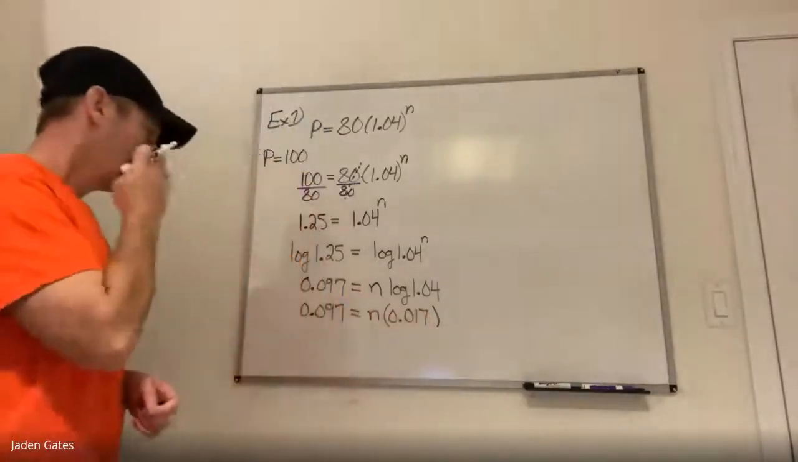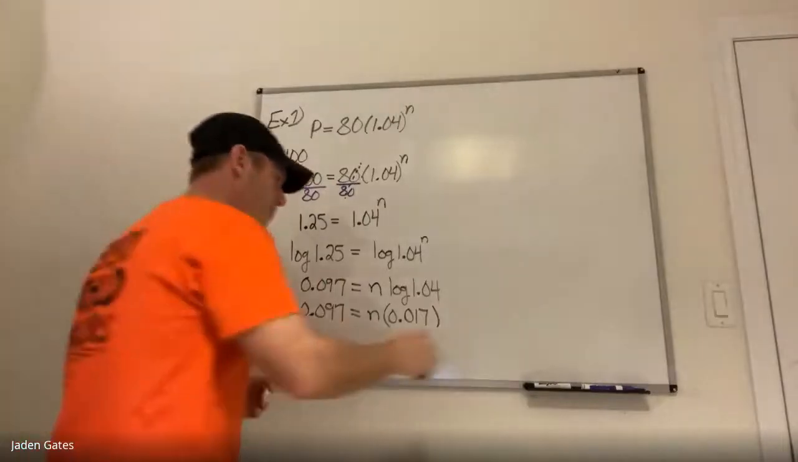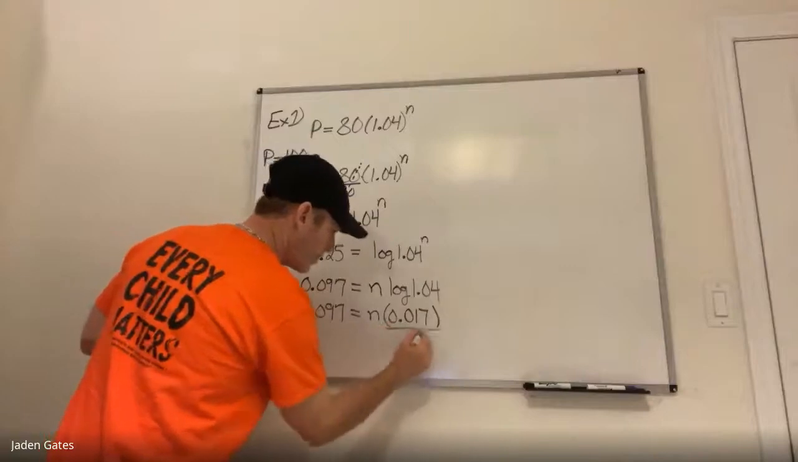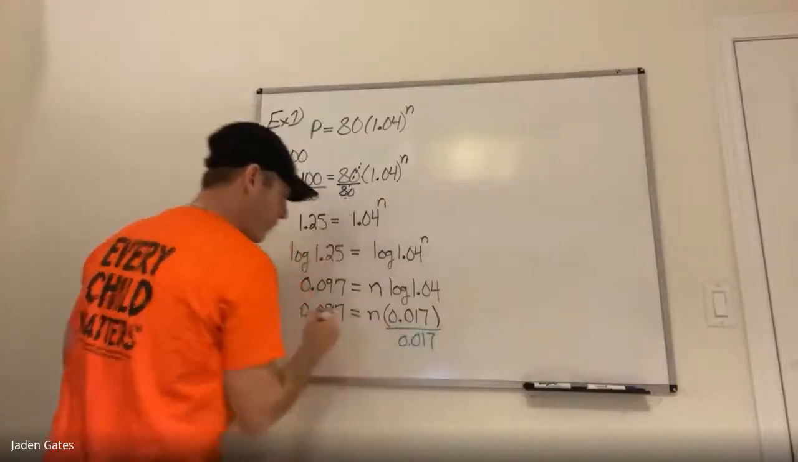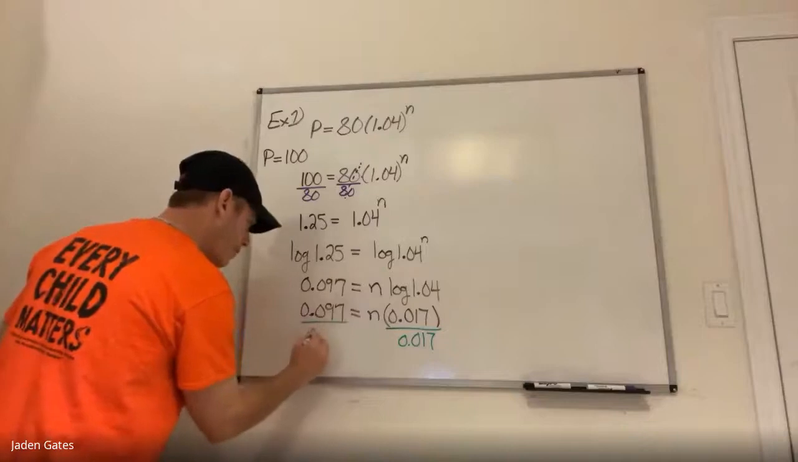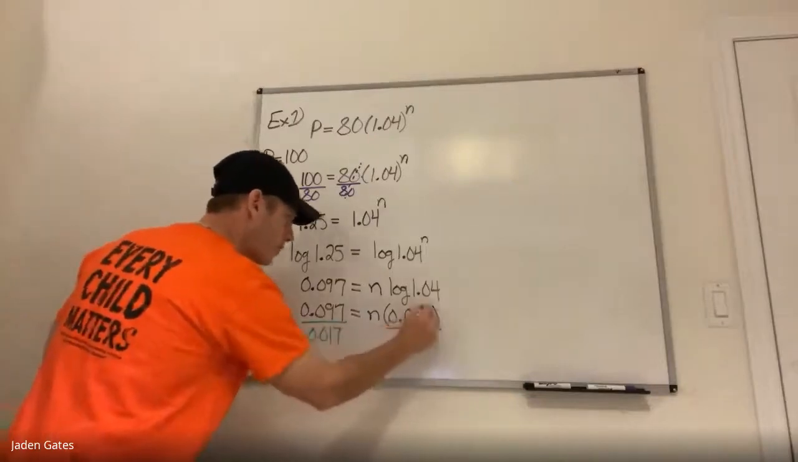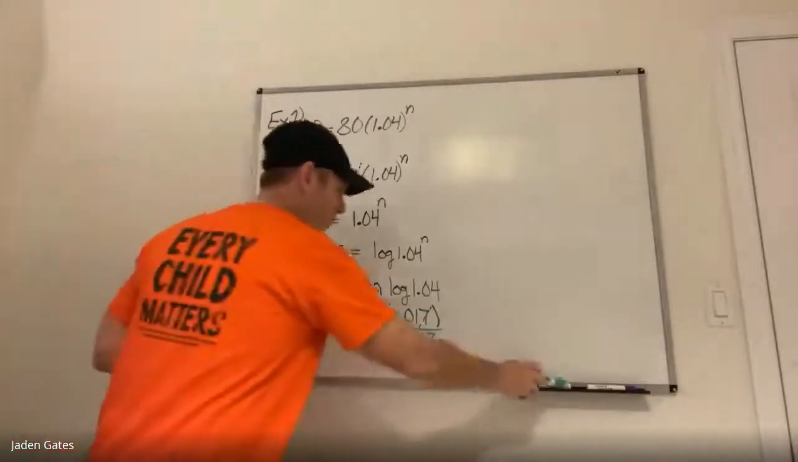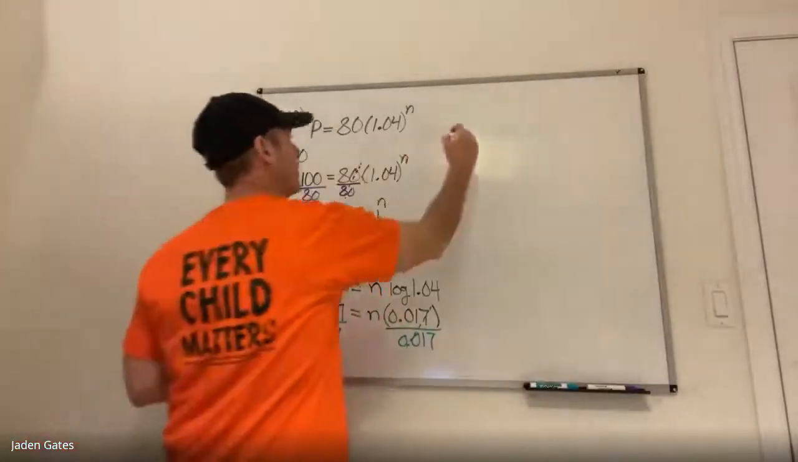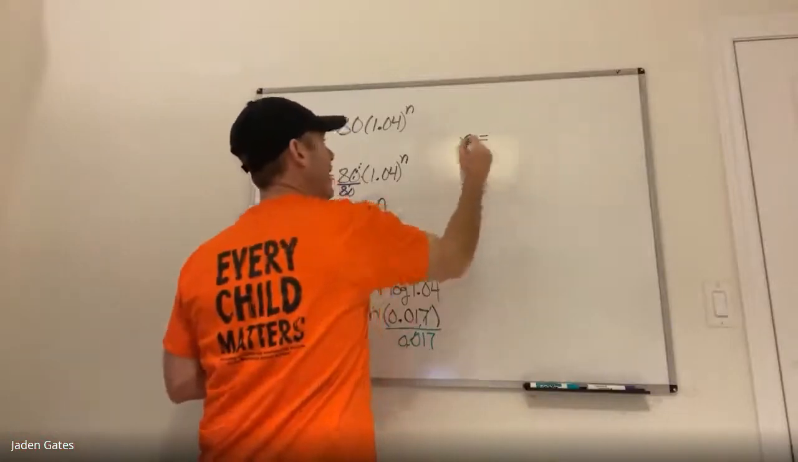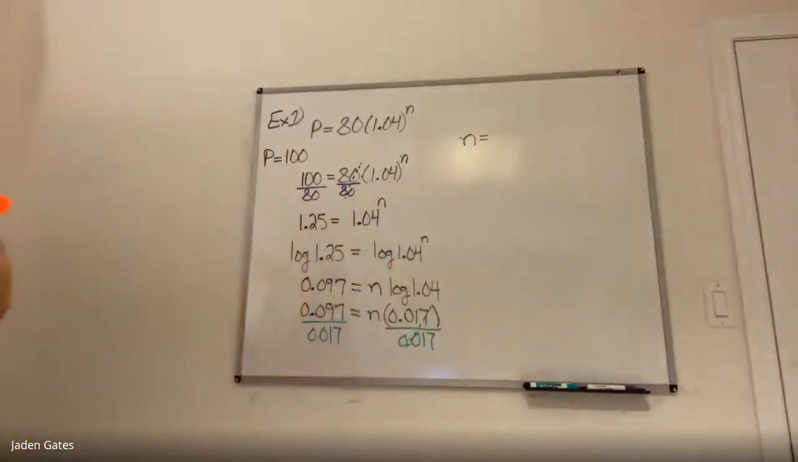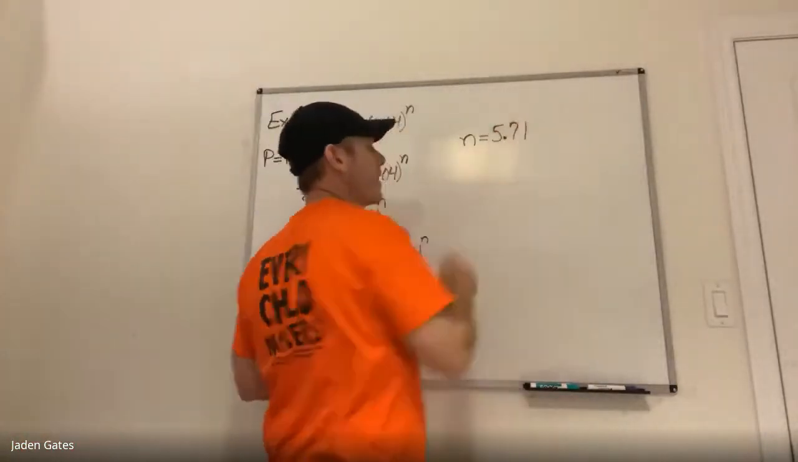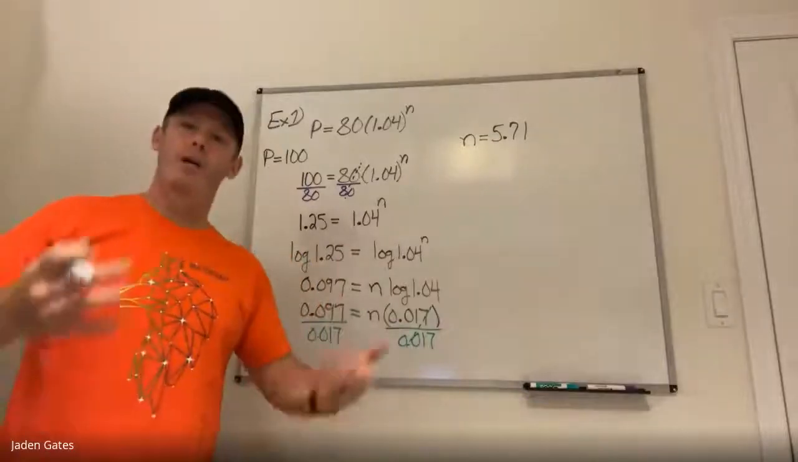It's 0.017. And then finally, the last step is to get n by itself. Divide both sides by that numerical coefficient, 0.017. So those divide each other out, and 0.097 divided by 0.017. And n is equal to 5.71.